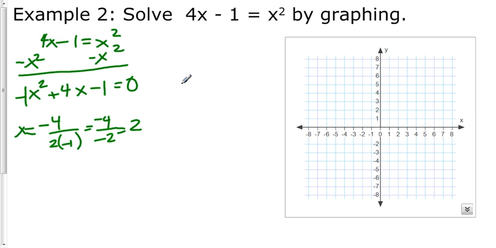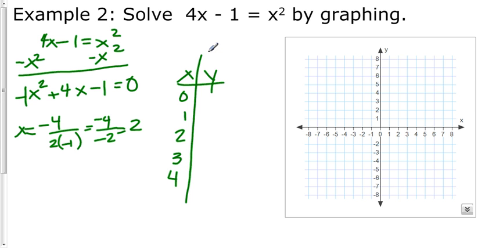Okay, so in my table, I want 2 to be the center or the vertex here, so I'm going to pick 0, 1, 2 in the middle, and then I'll pick 3 and 4, and I'll plug these values in so that I get an accurate graph, an accurate parabola. So if I plug in 0, I'm looking at this equation right here now. If I plug in 0, I'm going to end up with -1.